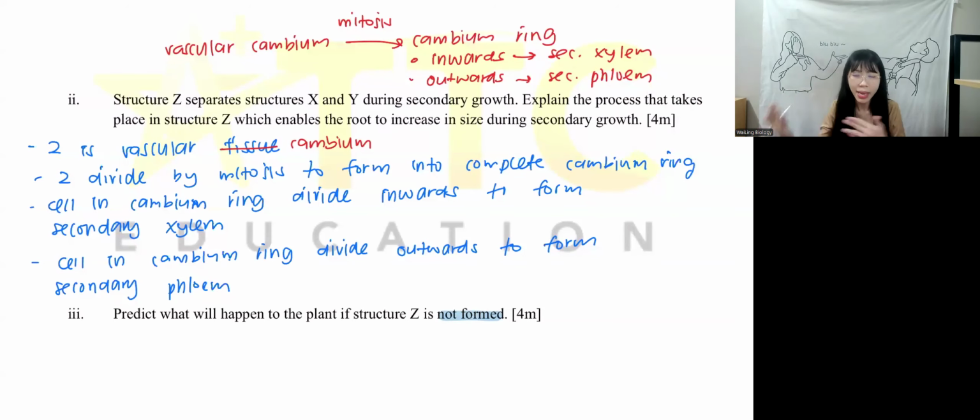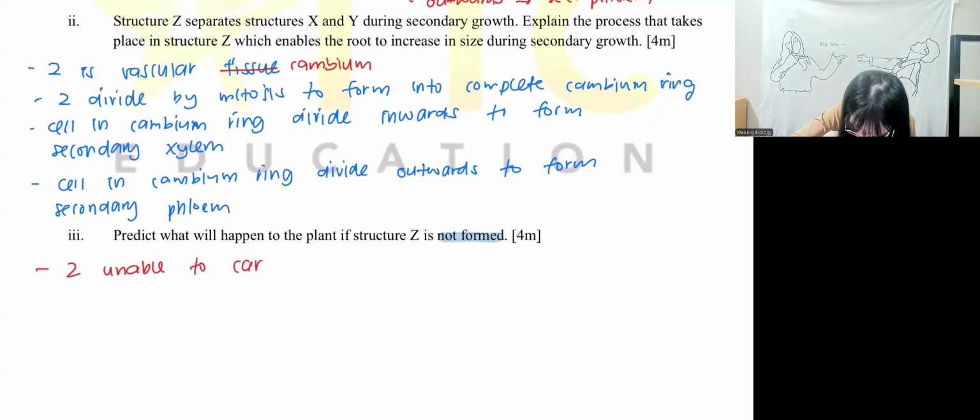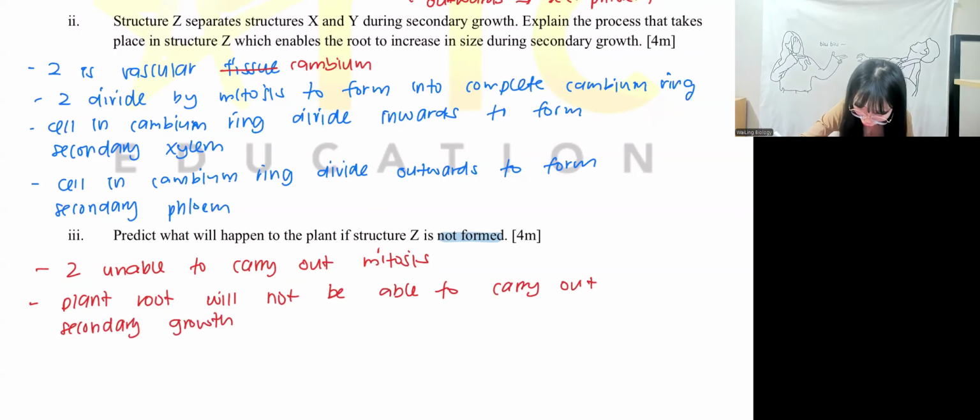Cannot form secondary xylem. Cannot undergo secondary growth. Cannot form into cambium ring. Cannot form into secondary phloem. So you're going to write the word unable. So maybe you can say that Z is unable to carry out mitosis. The plant root will not be able to carry out secondary growth.